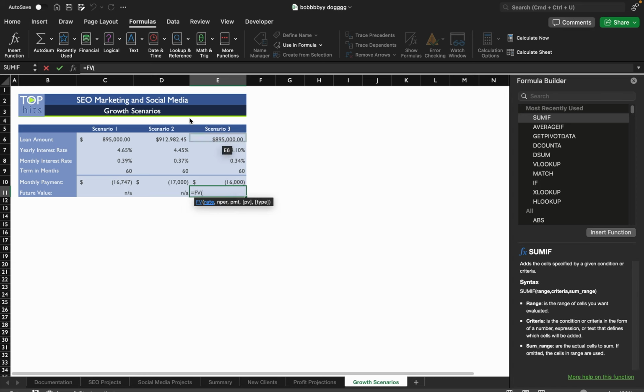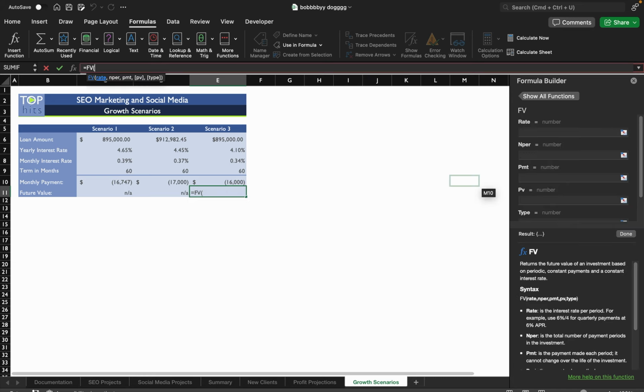which is for future value. It returns the future value of an investment based on periodic constant payments and a constant interest rate. For this one, same thing, we're going to go into E8 and grab the interest rate. Then we're going to go to NPER, which is the total number of payment periods in the investment, which is going to be 60.